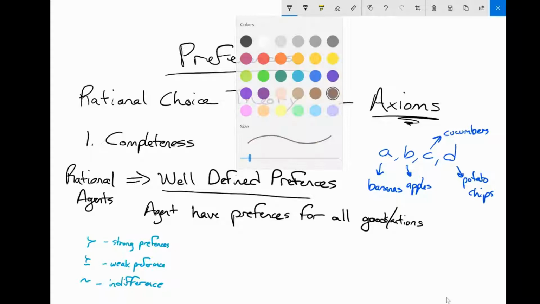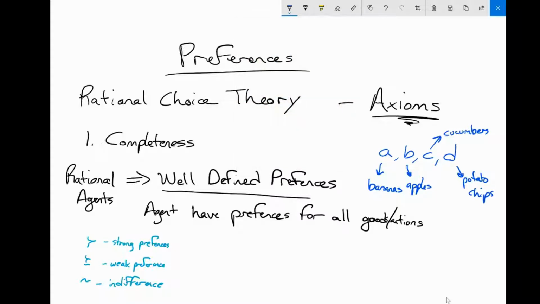So what do I mean by that? Let me present it. An agent has some preference about A and B. They might strongly prefer A to B. They might weakly prefer A to B. They might be indifferent between A and B. They might prefer B to A. But they have some preference. And that's my point. It's not uncertain what their preference is.